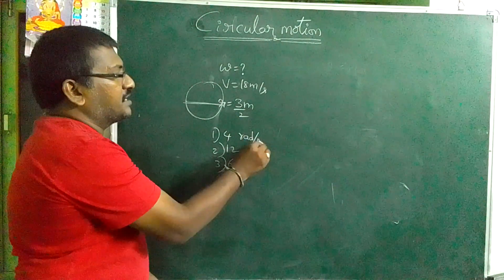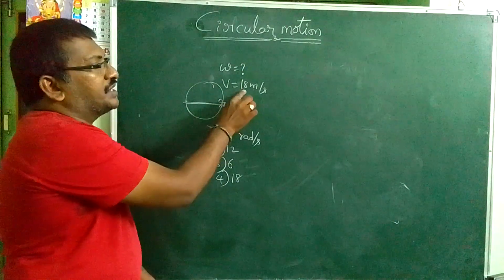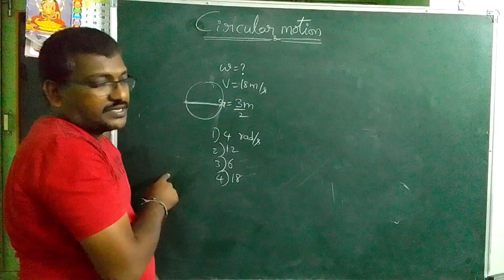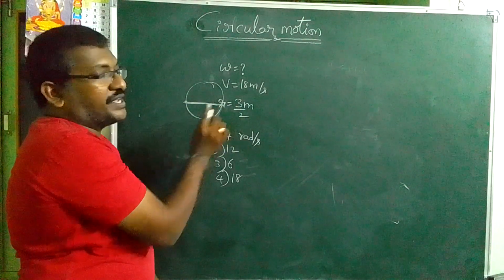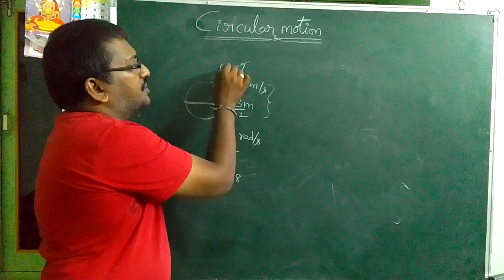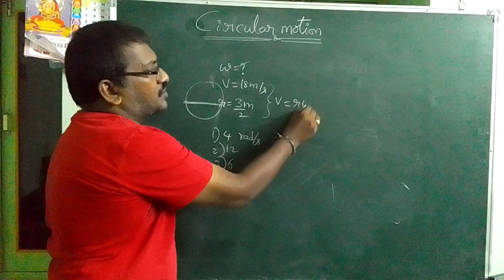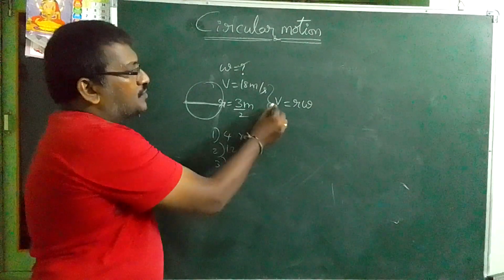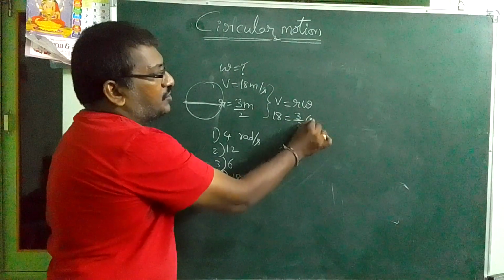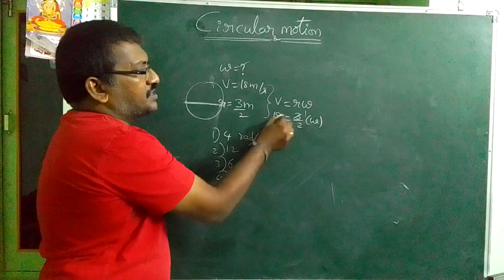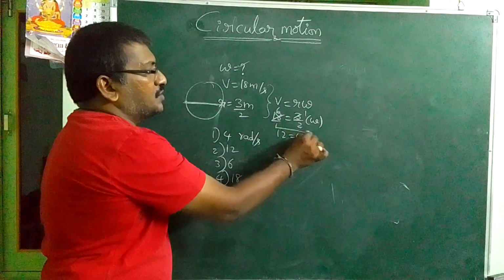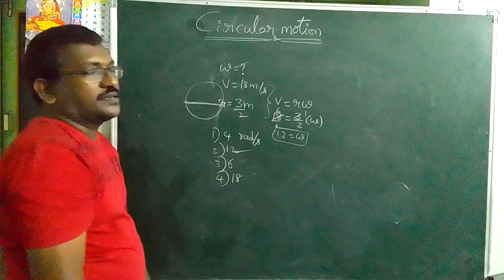The wheel is rotating with linear velocity 18 meters per second and the diameter of the wheel is 3 meters. From that the radius we can write as 3 by 2. What is the angular velocity? We know the relation between linear velocity and angular velocity. That formula is V equal to R omega. So V equal to 18, R means 3 by 2, into omega. Cross multiplying, you get omega equal to 12 radians per second.